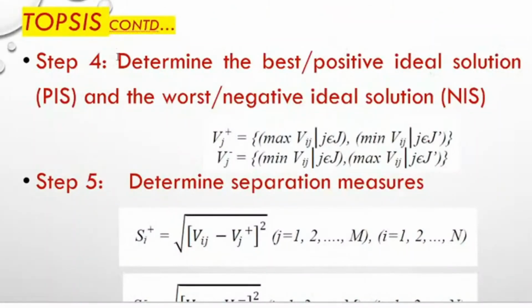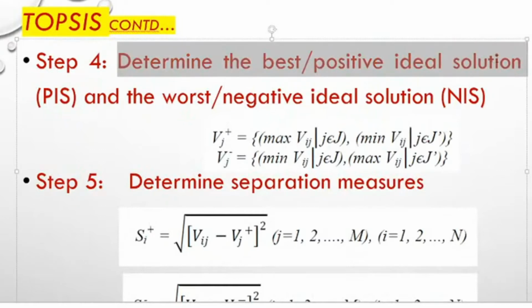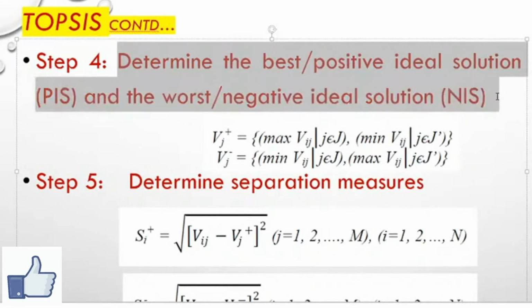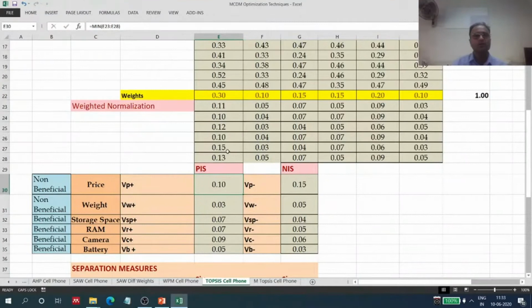Next, to determine the best or positive ideal solution and the worst or negative ideal solution, what we do here is observe this weighted normalized matrix column of the price. You see the minimum value is 0.10. So which is the best value among these? Of course 0.1, because we want price to be minimum.